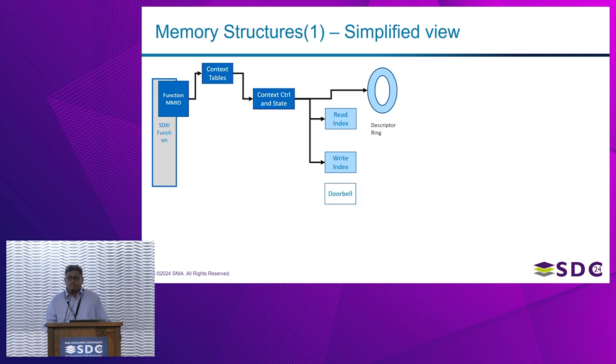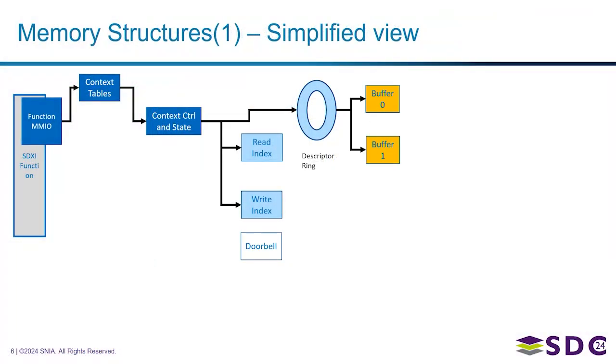Then you will have a doorbell location to which you would tell the function, I want you to pick up this work that I just enqueued into the descriptor. The buffers are described within the descriptor itself, okay? Once you're done, the descriptor points to a location where a completion may be notified by the function of when the operation has finished.